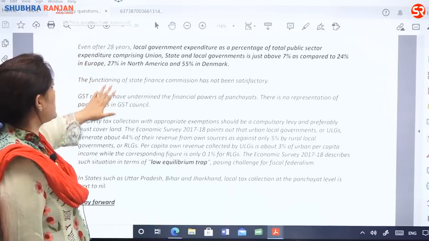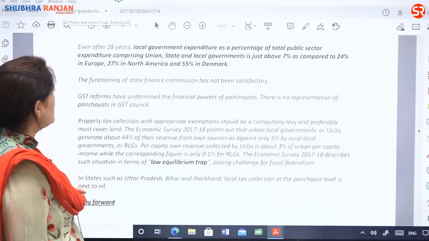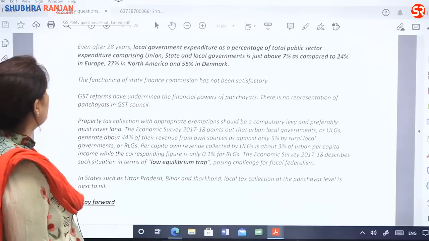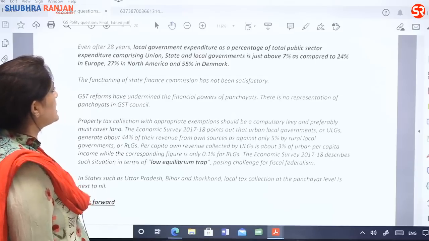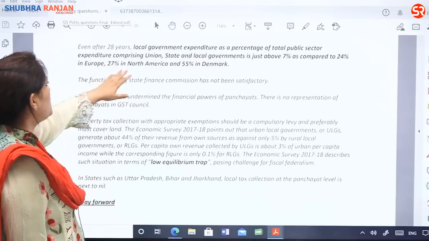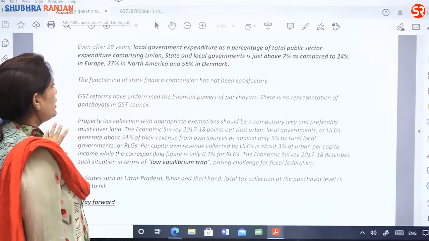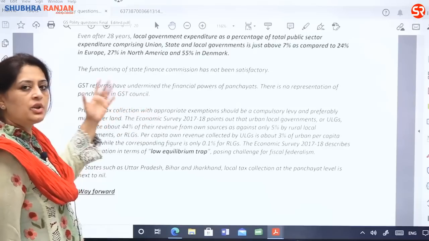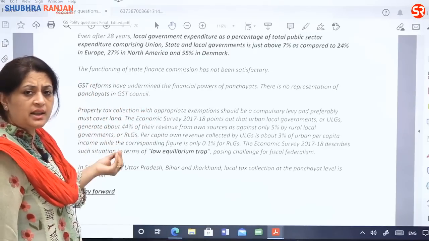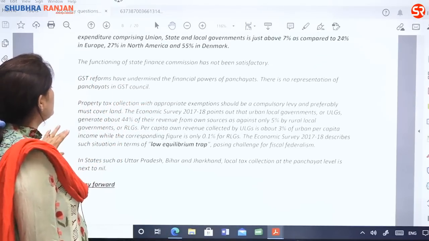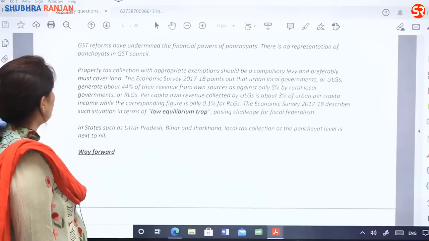And this is the study that even after 28 years, local government expenditure as a percentage of total public sector expenditure is just 7% compared to 24%. So allocation of fund is so poor. Functioning of state finance commission is not satisfactory. The state governments have not laid down the reports also. GST reform have undermined the financial power.